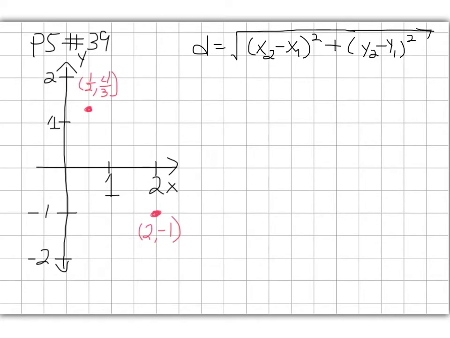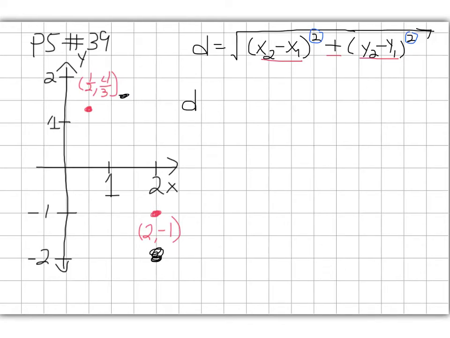Now, we have to keep track of order of operations. We have to do this subtraction inside first, then we have to square each bit, then we need to add up those two things, and then we need to calculate the square root. Alright, so let's do that for these 2 points. I'm going to call this one point 2 and this one point 1.